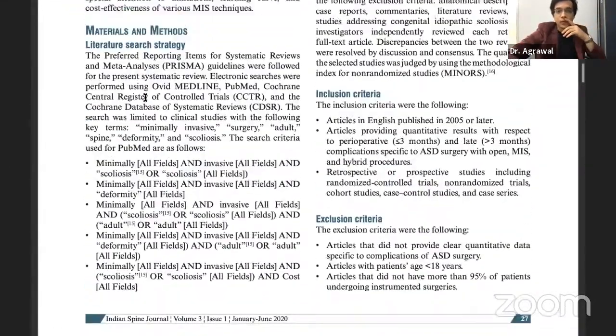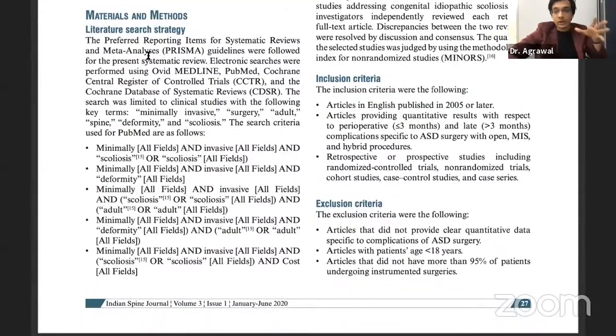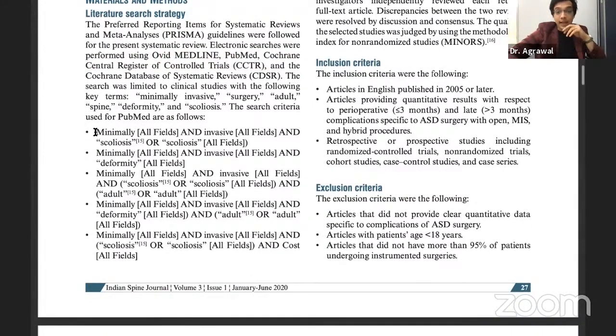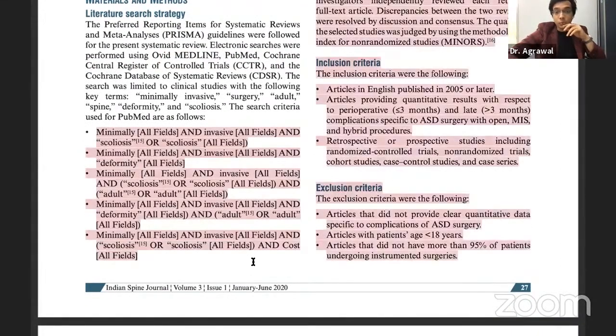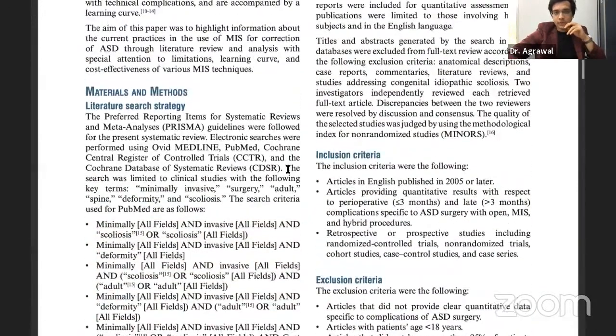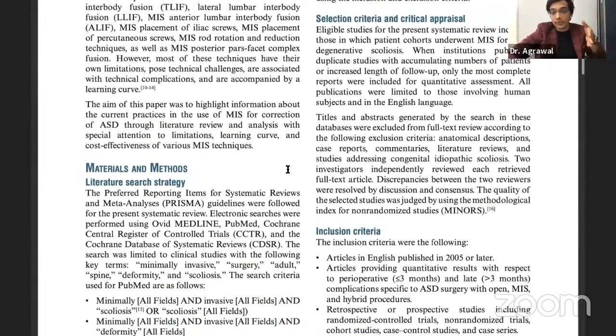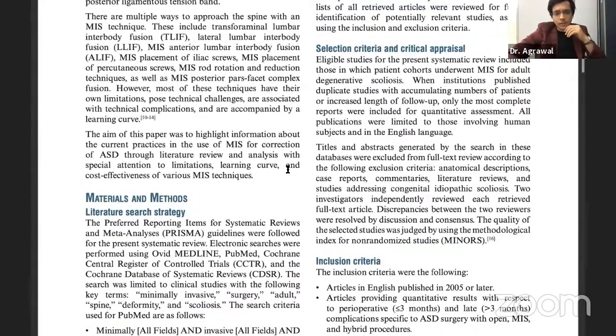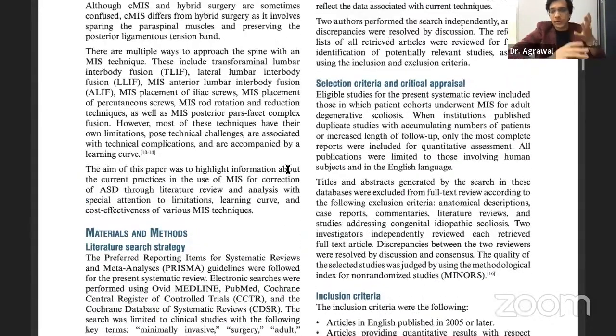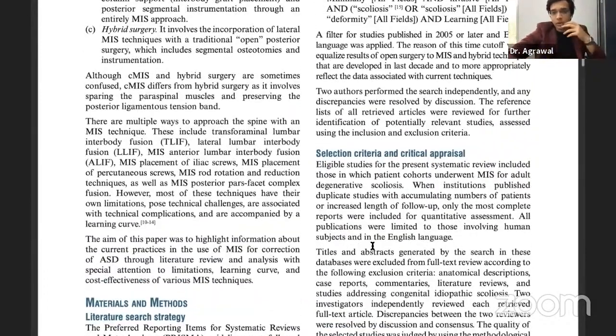So in a systematic review, you have to adhere by certain guidelines called the PRISMA guidelines, and you have to name which databases you targeted. So it could be Medline, PubMed, Cochrane, etc. You have to write down exactly what words you used while making that search, so that if someone else was to make the same search, they would come up with the same results, so that your research is reproducible.